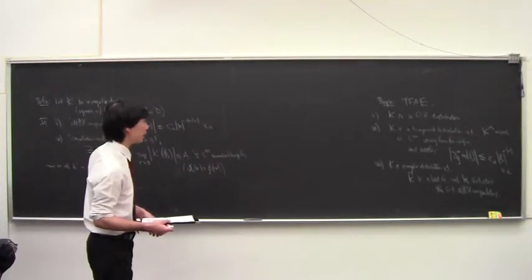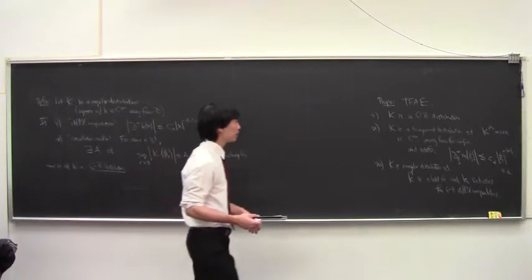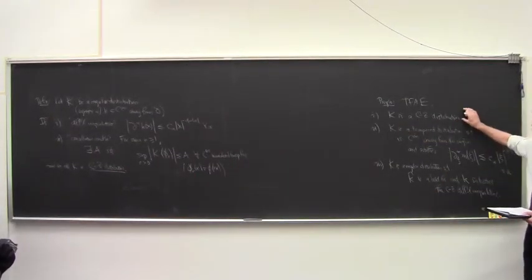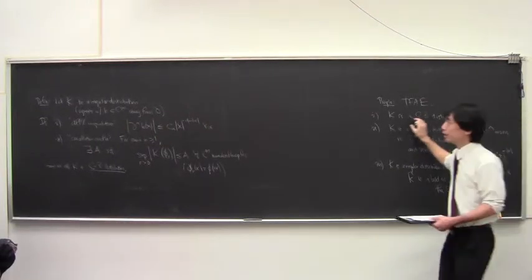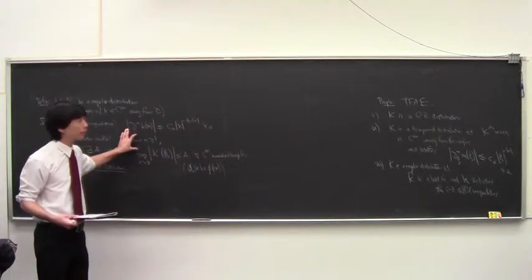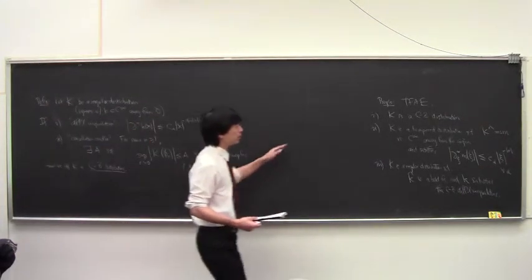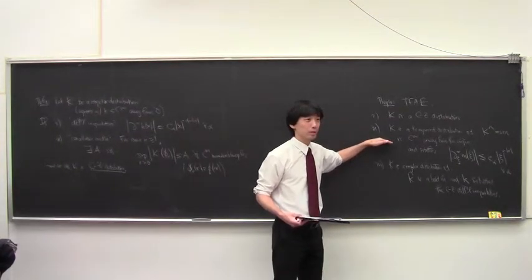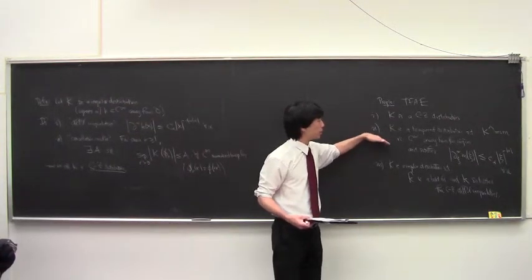So this is basically giving you conditions on K to be a Calderon-Zygmund distribution in terms of the distribution itself, and what that means in terms of its Fourier transform. And these turn out to be equivalent.